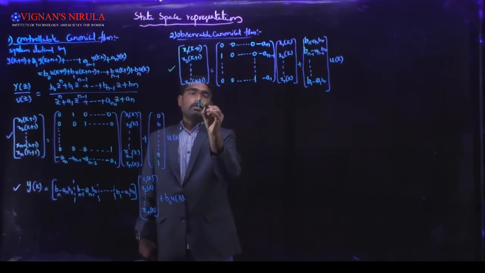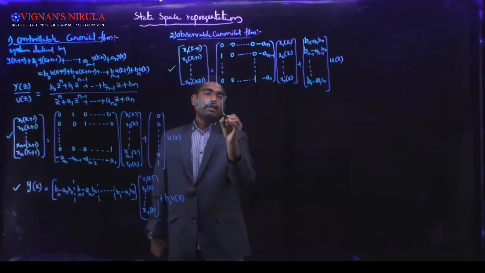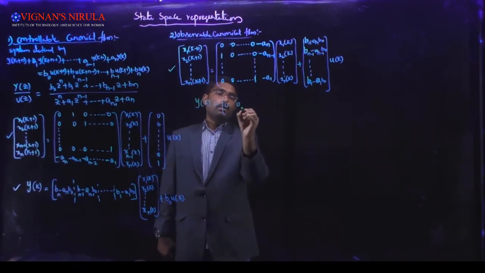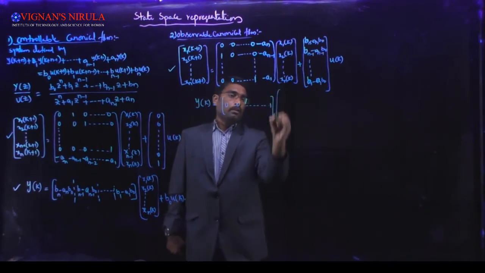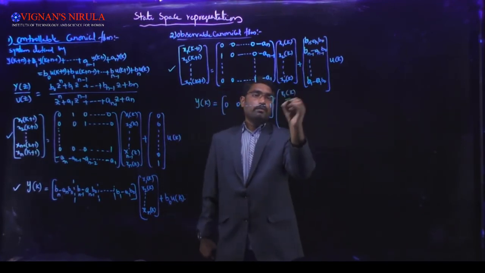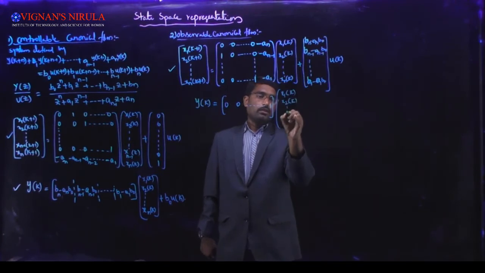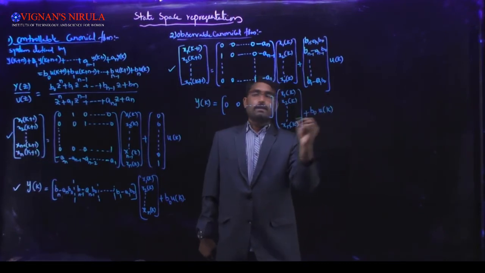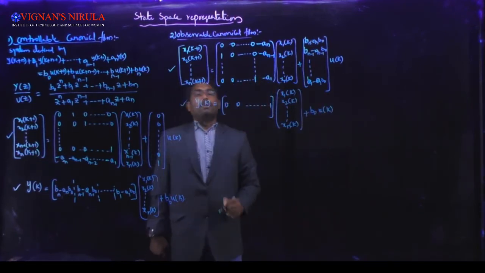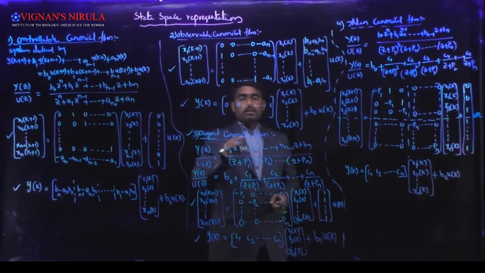Now if we write the output equation by using this form, here it will be 0, 0 and so on. It will be 1, and it will be x1 of k, x2 of k and so on, xn of k plus b naught into u of k. This is the output equation. Next, the third one is diagonal canonical form.